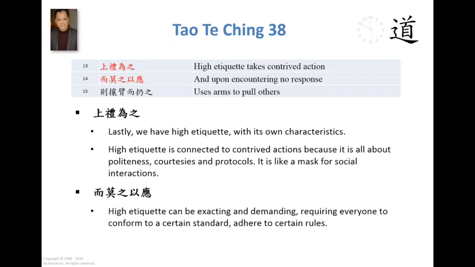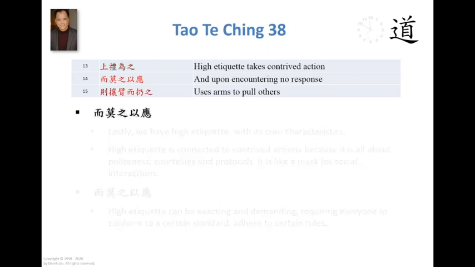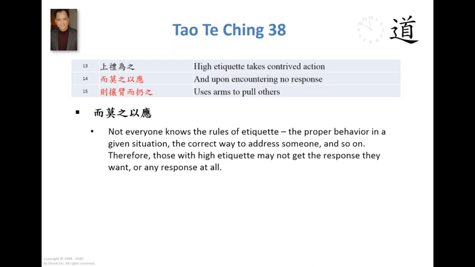High etiquette can be exacting and demanding, requiring everyone to conform to a certain standard, adhere to certain rules. So what happens when people fail, quote unquote, to live up to those high standards? Well, this will frequently happen in modern times as well as ancient times because not everyone knows the rules of etiquette. Not everyone knows the proper complex behaviors in a given situation, the correct way to address someone, and so on. So it is very probable that those with high etiquette, the demanding ones, the dogmatic ones, may not get the response they want or any response at all.